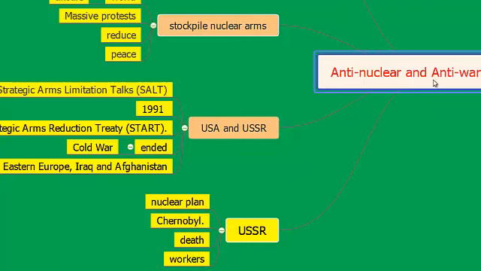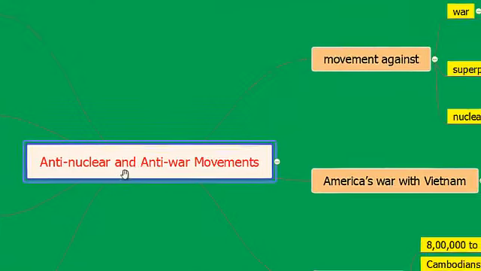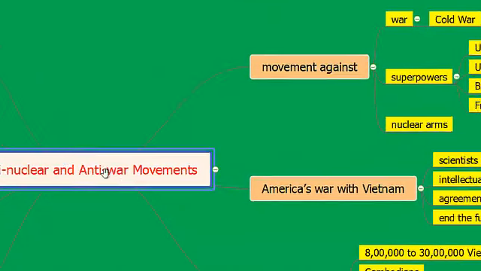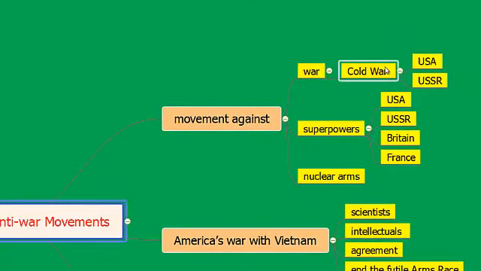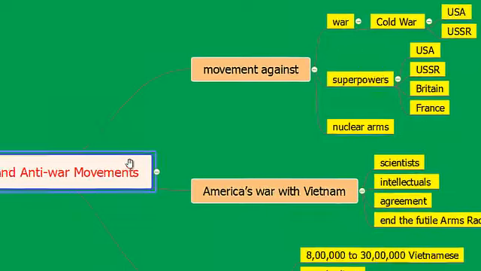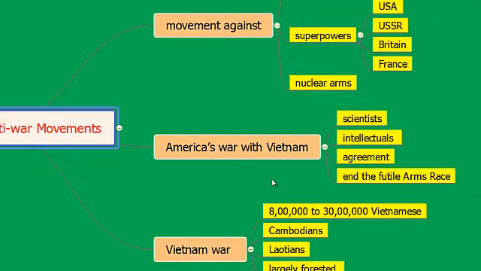So this is about anti-nuclear and anti-war movements. Once again I am repeating here. This movement was against the Cold War between the USA and USSR. Because of this Cold War, what happened? The USA and USSR started manufacturing nuclear weapons and arsenals. And not only that, the superpower countries supporting them, like Britain and France, also started competing with them, and nuclear arms were manufactured in larger quantities.